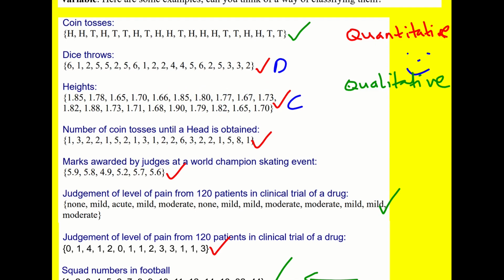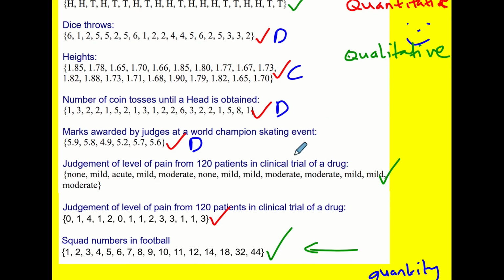Number of coin throws until a head is obtained is going to be discrete as well. I can't do it in half a coin throw. Marks awarded by judges. Well, here I'm not allowed to award 4.95, so technically this is discrete as well. So note the difference. With heights, it's because it can take any value I write down, I could find a value in between, even though I'd then round it. Whereas when you award marks at a skating event, there's only a certain number of values you can award. And then judgment of level of pain, that's going to be discrete as well.